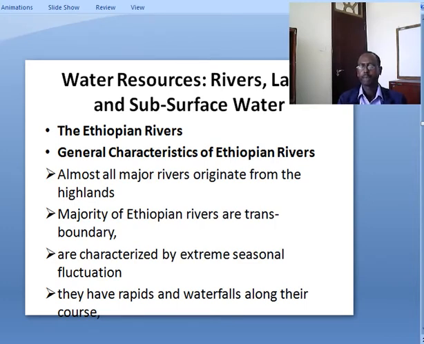Three, they are characterized by extreme seasonal fluctuation, meaning the Ethiopian rivers will have high volume during summer and the water will decrease, especially in the sunny seasons. Four, they have rapids and waterfalls along their courses. There are so many waterfalls in Ethiopia.